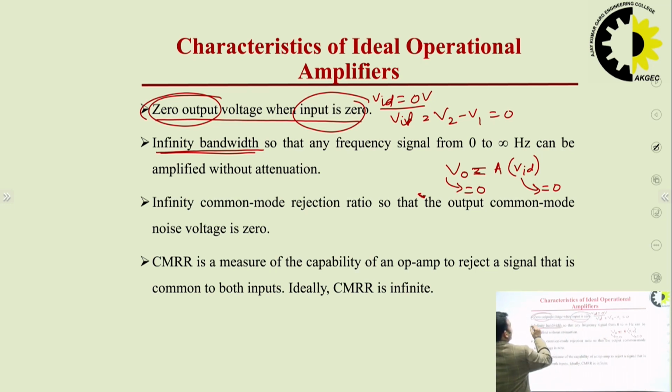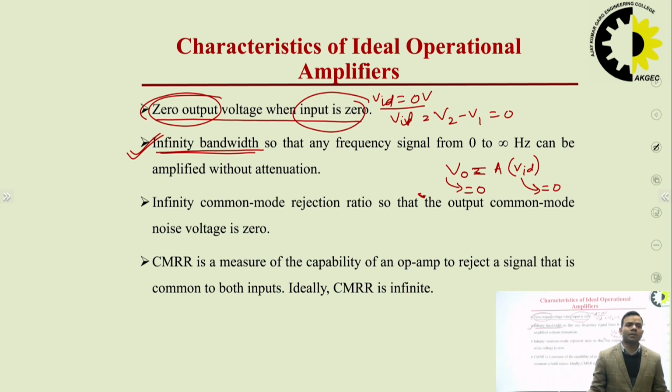But whenever we talk, ideally we will say yes, it will have infinite bandwidth. That means if any device has infinite bandwidth, the significance is very simple. This device can amplify every signal irrespective of bandwidth. It will amplify the signal equally, even though the signal has 1 kilohertz bandwidth, 1 megahertz bandwidth or 1 gigahertz bandwidth.